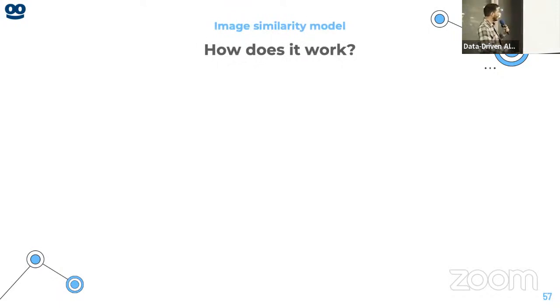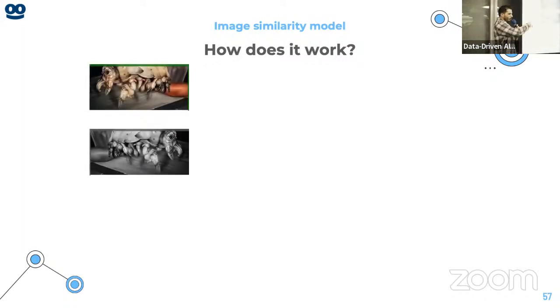All right, next, let's look under the hood. How does this image similarity model work? Let's take two images, and we need to find a way to compare them. Right now it's pixel to pixel, but that's a bit hard to do.